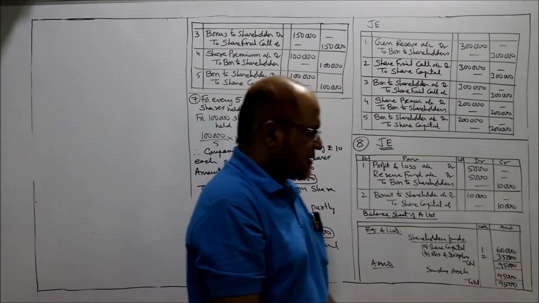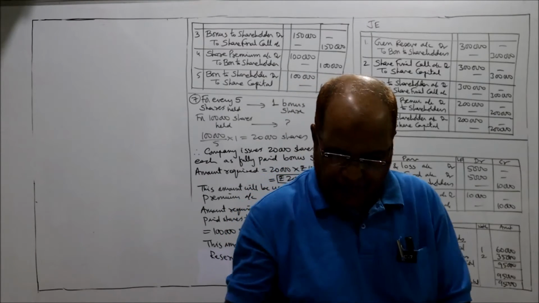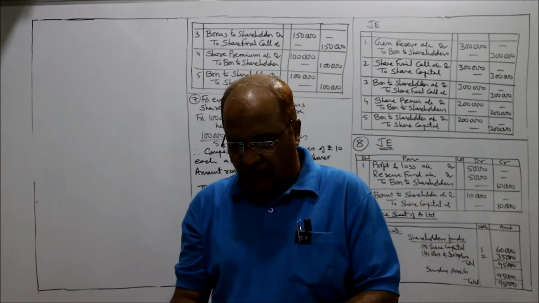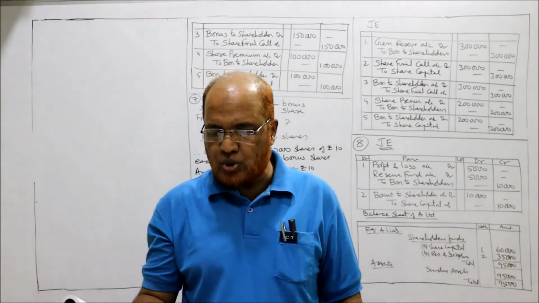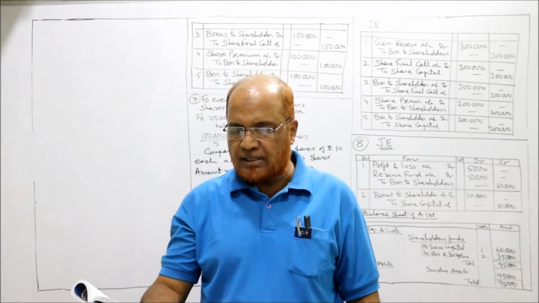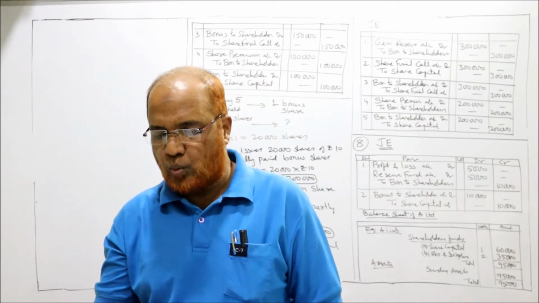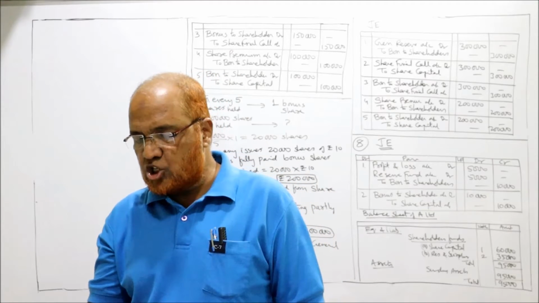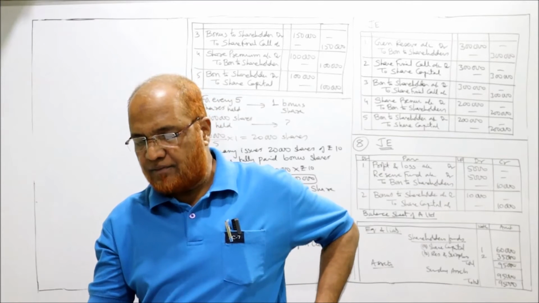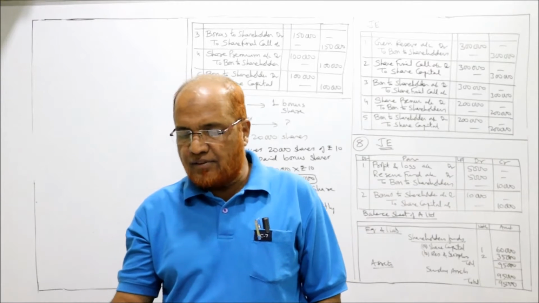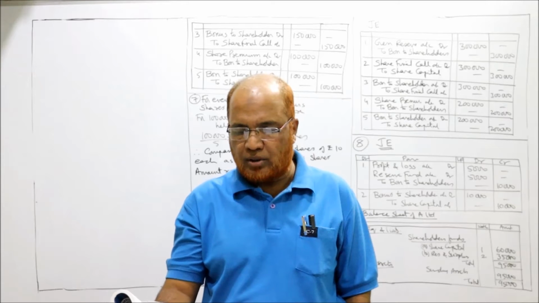See the problem number 8. The following are the extracts on the balance sheet of A Limited as on 31st March 2004. Authorized capital 10,000 shares of rupees 10 each, 1 lakh. Then issued and subscribed capital 5,000 equity shares of 10 each, fully paid, 50,000. Reserve fund 35,000, P&L account 10,000.